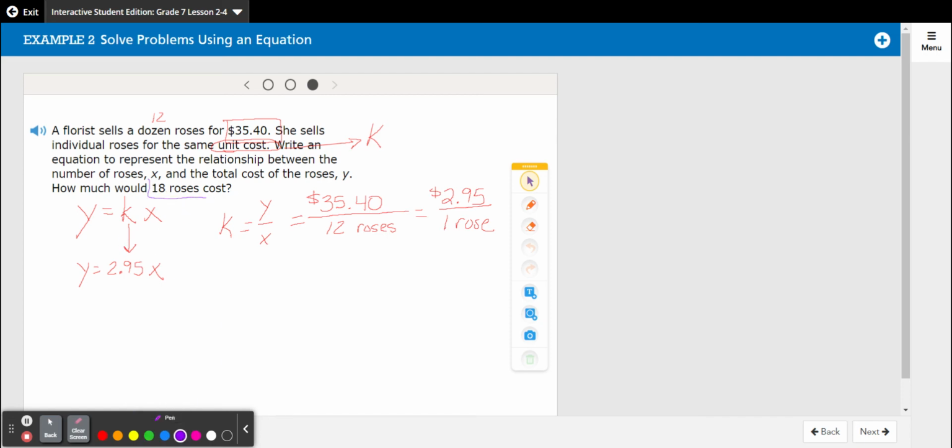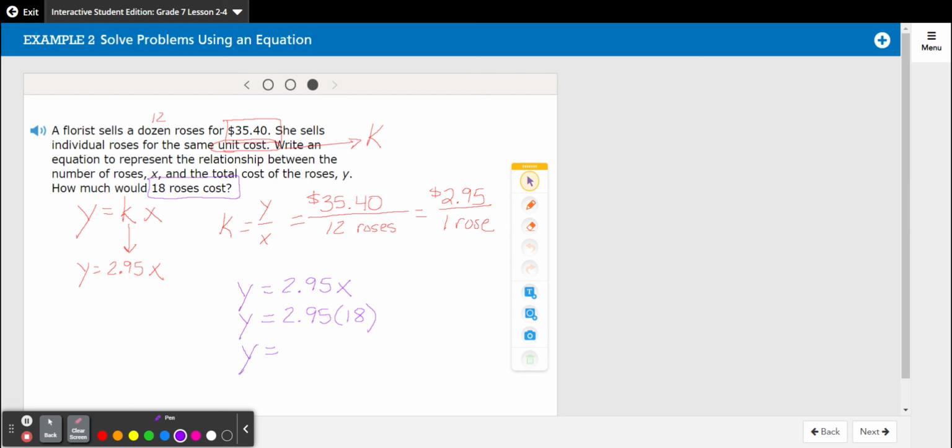So we want to know how much 18 roses are going to cost. So that just means take our equation, Y equals $2.95 X, which means the number of roses, and we're going to substitute the number of roses. Instead of X, we want now 18, because we're buying 18 roses. We know the amount that we're buying now. It's not going to need to be a variable.